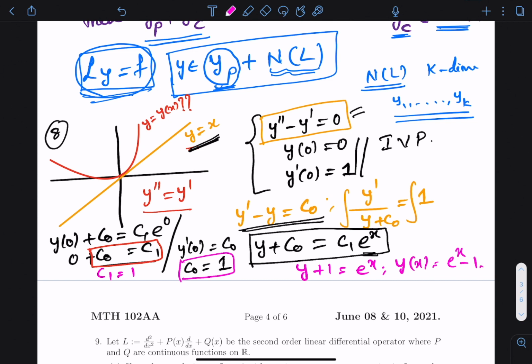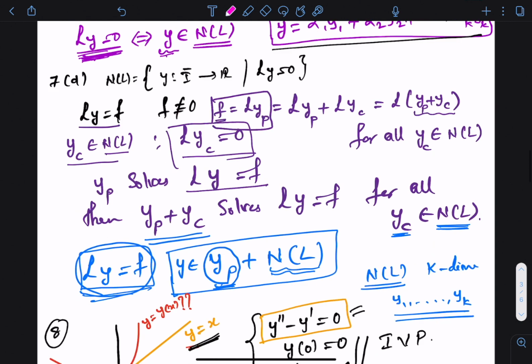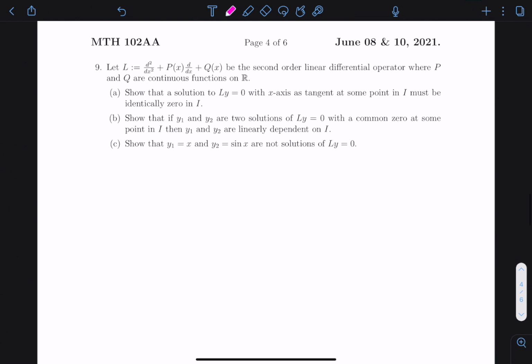Okay, so that's the solution to problem number 8. We have found the curve which has this property. So that settles problem number 8. Okay, now let's do problem number 9.